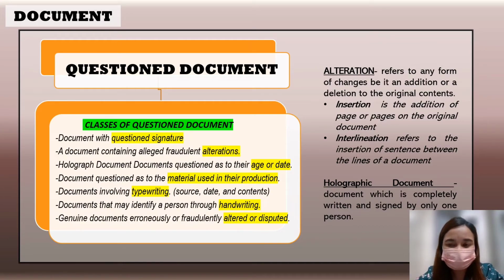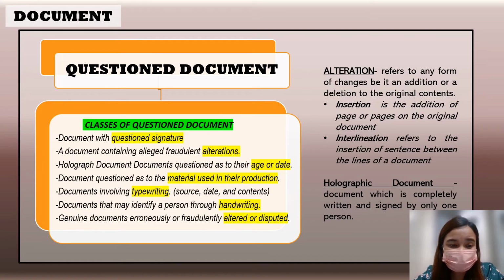Okay. Next, holograph document. Question as to their age or date. What is holograph or holographic document? So, this is a document which is completely written and signed by only one person. So, ang problema ng type ng document na to is yung age or yung date kung kailan pinirmahan or ginawa ang document na to. Okay?